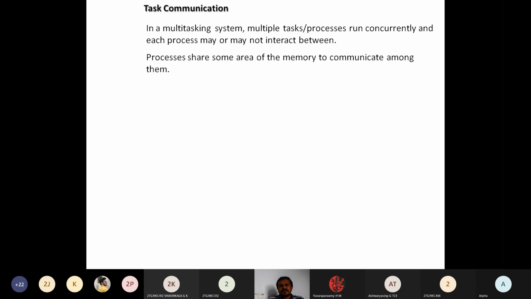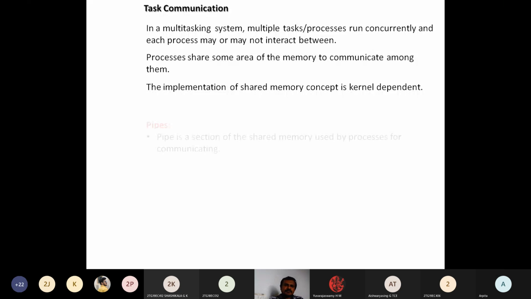The processes share some area of memory to communicate among them. So how the communication happens is based on the memory shared between them. The implementation of the shared memory concept is purely kernel based, because the kernel is the heart of the system. The kernel handles task communication, task synchronization and scheduling, so communication between tasks depends upon the kernel behavior.